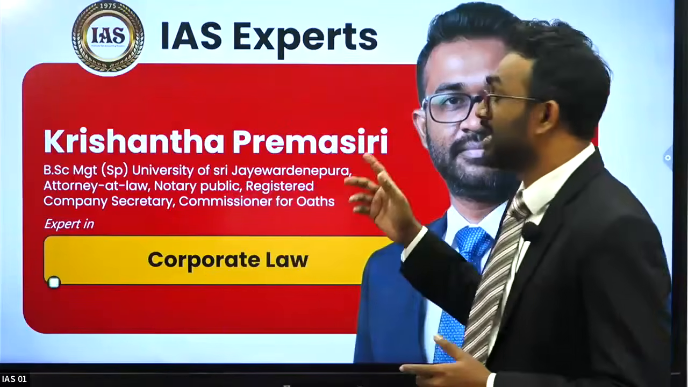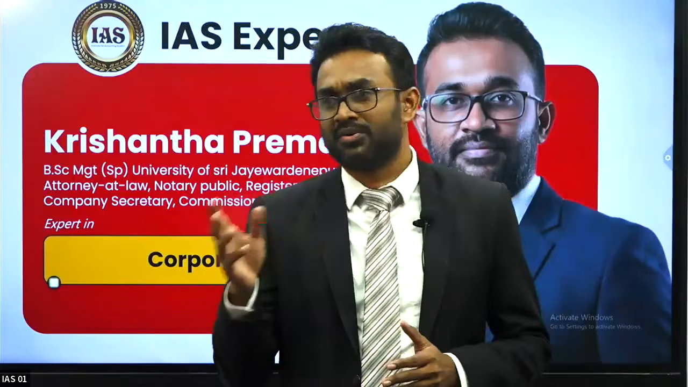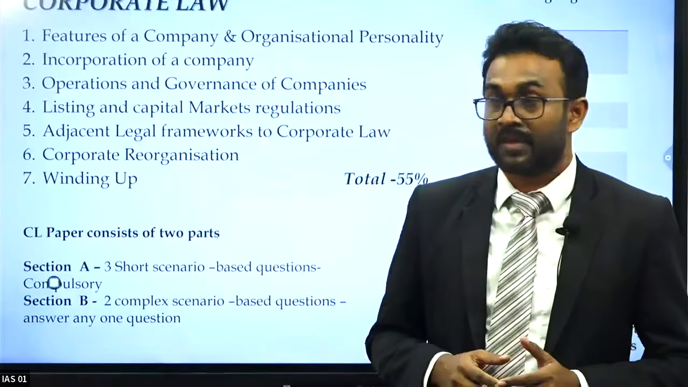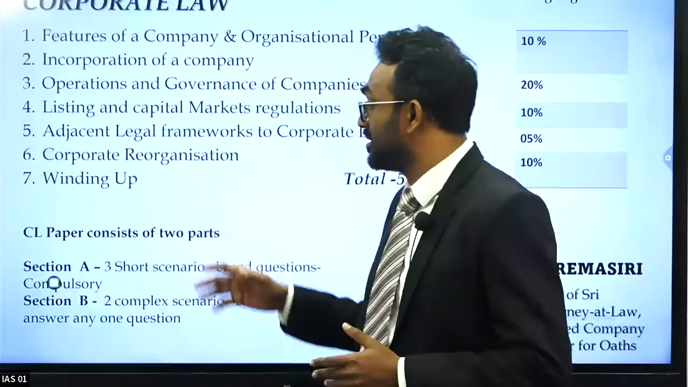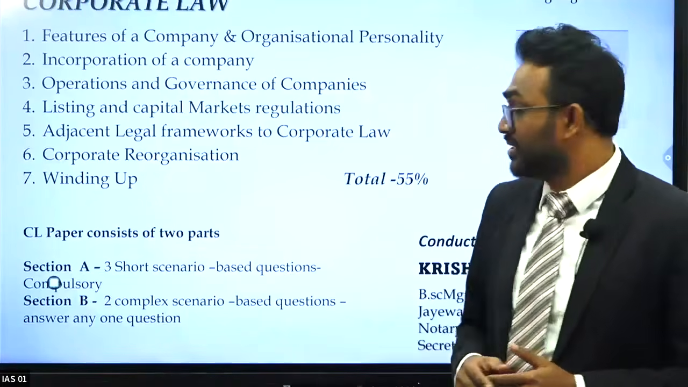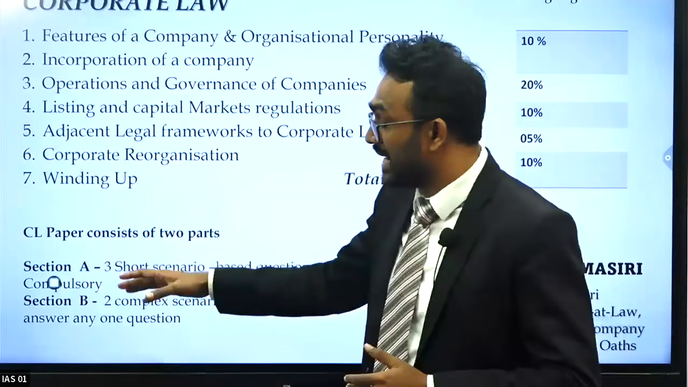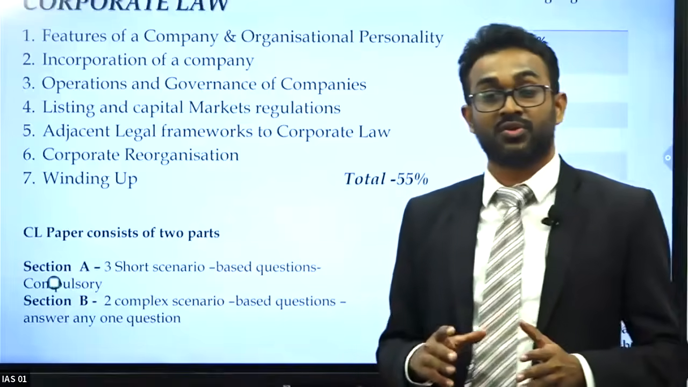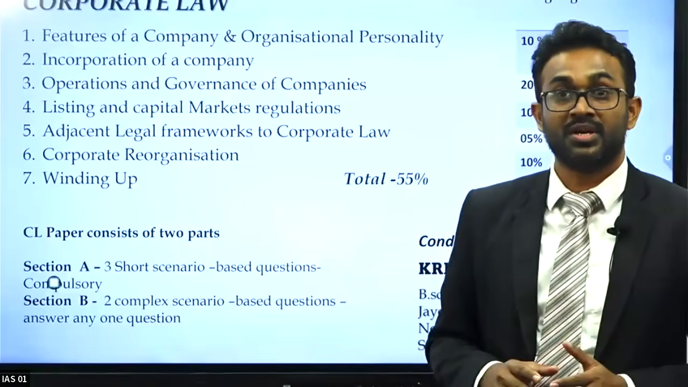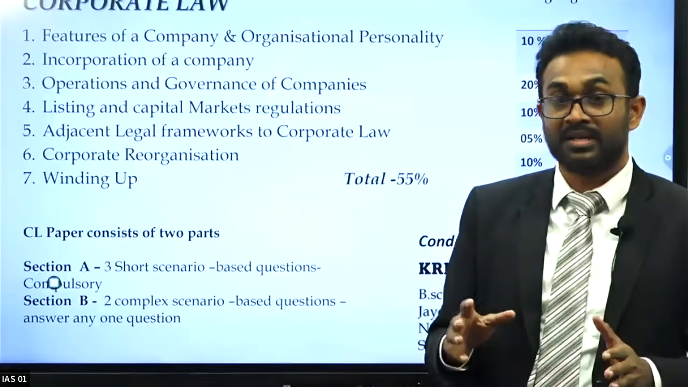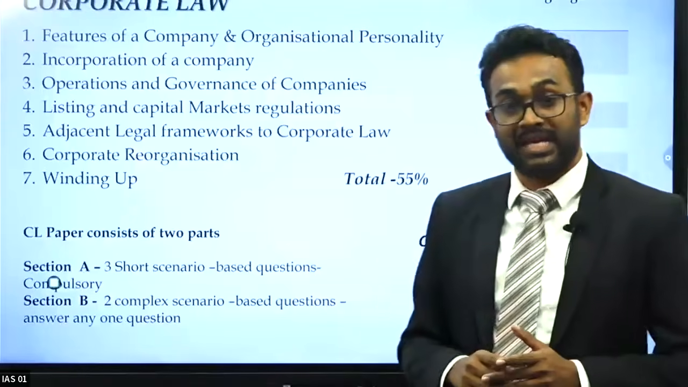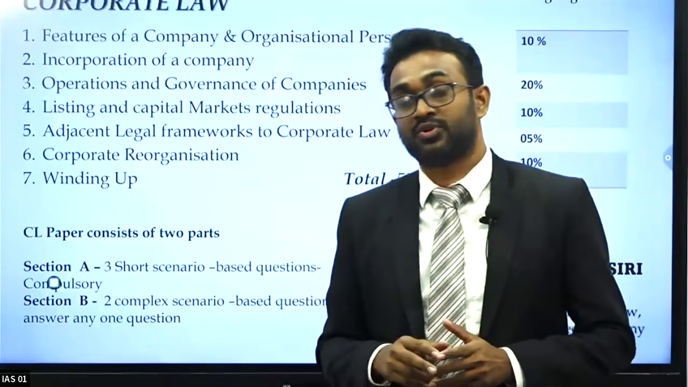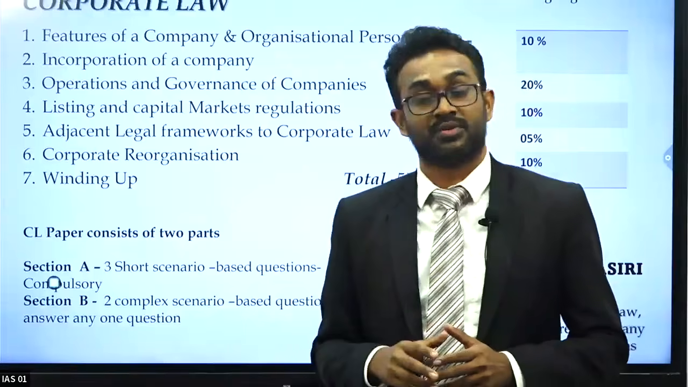In your syllabus, there are several topics. As you all know, 55 marks have been allocated for corporate law and 45 marks for taxation. There are 7 units in your syllabus. Your examination paper has 2 parts, section A and section B. In section A, there are 3 short scenario-based questions, and all the questions are compulsory. But in section B, you have 2 questions, and you have to write only 1 question.